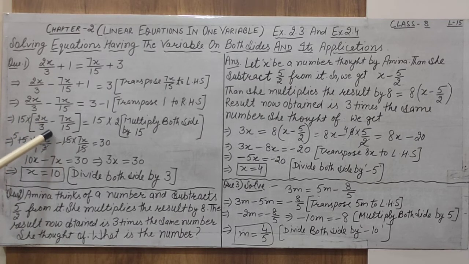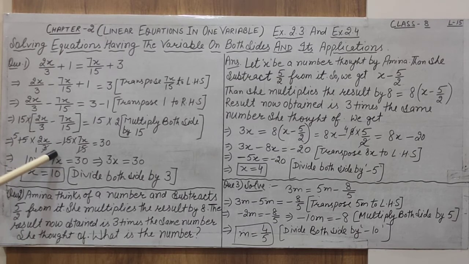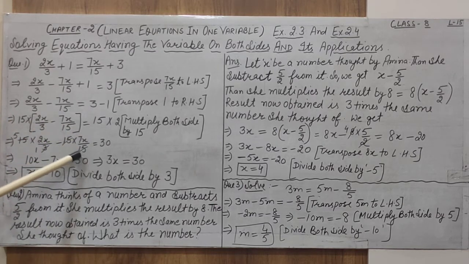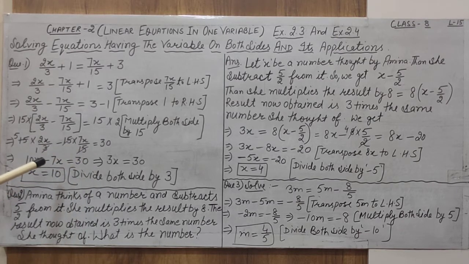15 is multiplied with 2x by 3. Then what happened to this term? Now 3 can be divided into 15 as 5. You know that 3 fives are 15. So 3 ones are 3 and 3 fives are 15. By this, the 3 can be removed from the denominator. And when 15 is multiplied with 7x by 15, the 15 of the denominator can be cancelled by the 15 of the numerator. Alright, is equal to 15 into 2.